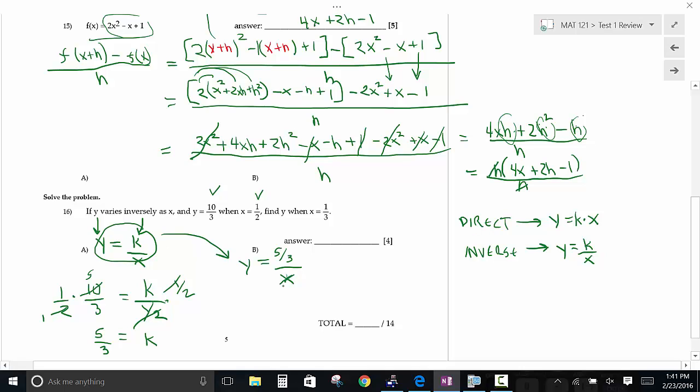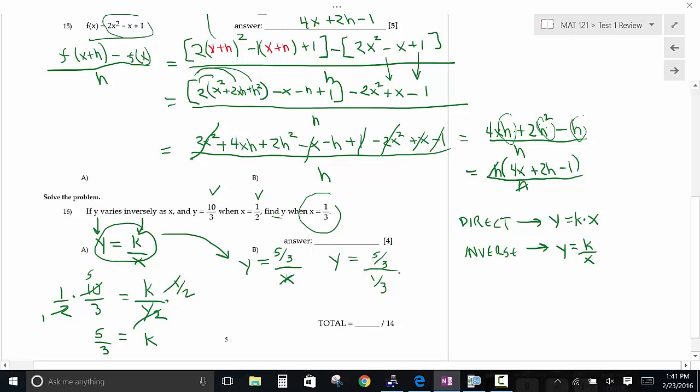Okay, everything look okay so far? Okay. Now, the next thing you've got to do is find Y when X is 1/3. So what we're going to do is just plug that in. So we've got 5/3 over, and then the X gets replaced with 1/3. Then you've got to work out that fraction, okay?